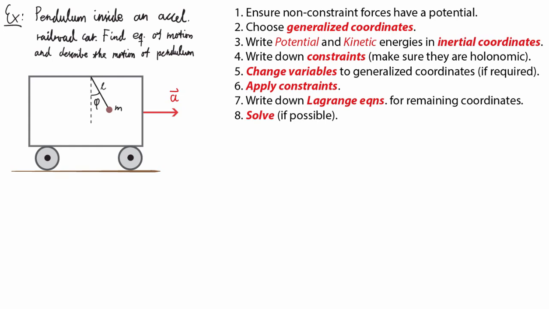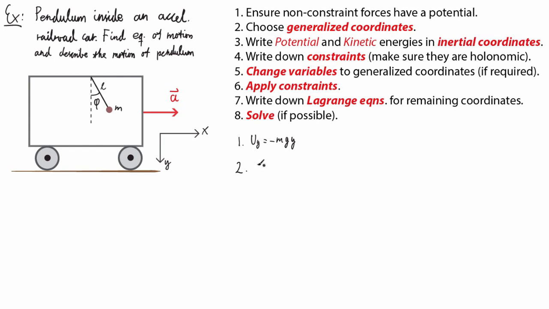I want to specify a coordinate system here. So this will be the x direction to the right and then the y direction downward. So let's now follow our recipe again here. Ensure that non-constraint forces have a potential. Well, the only potential available is the gravitational potential. There's nothing else going on here, so that works out fine.